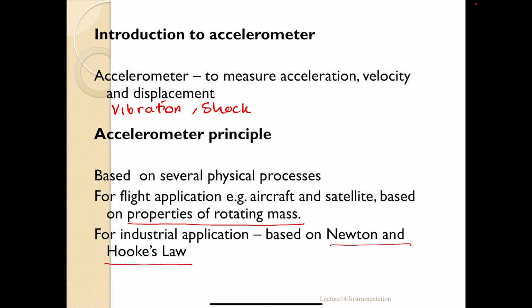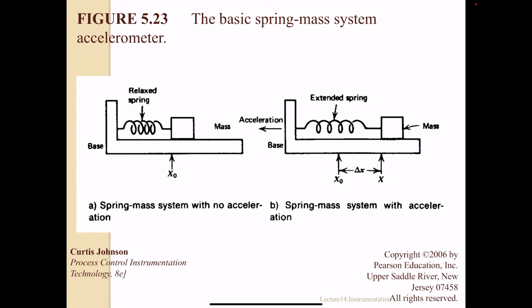So the first one is for the application in aircraft and satellite, while most of the industrial application use Newton and Hooke laws. This is the basic spring mass system accelerometer. Here we can see the design is using spring mass system and put onto a base. X naught here is the initial position when there is no acceleration.